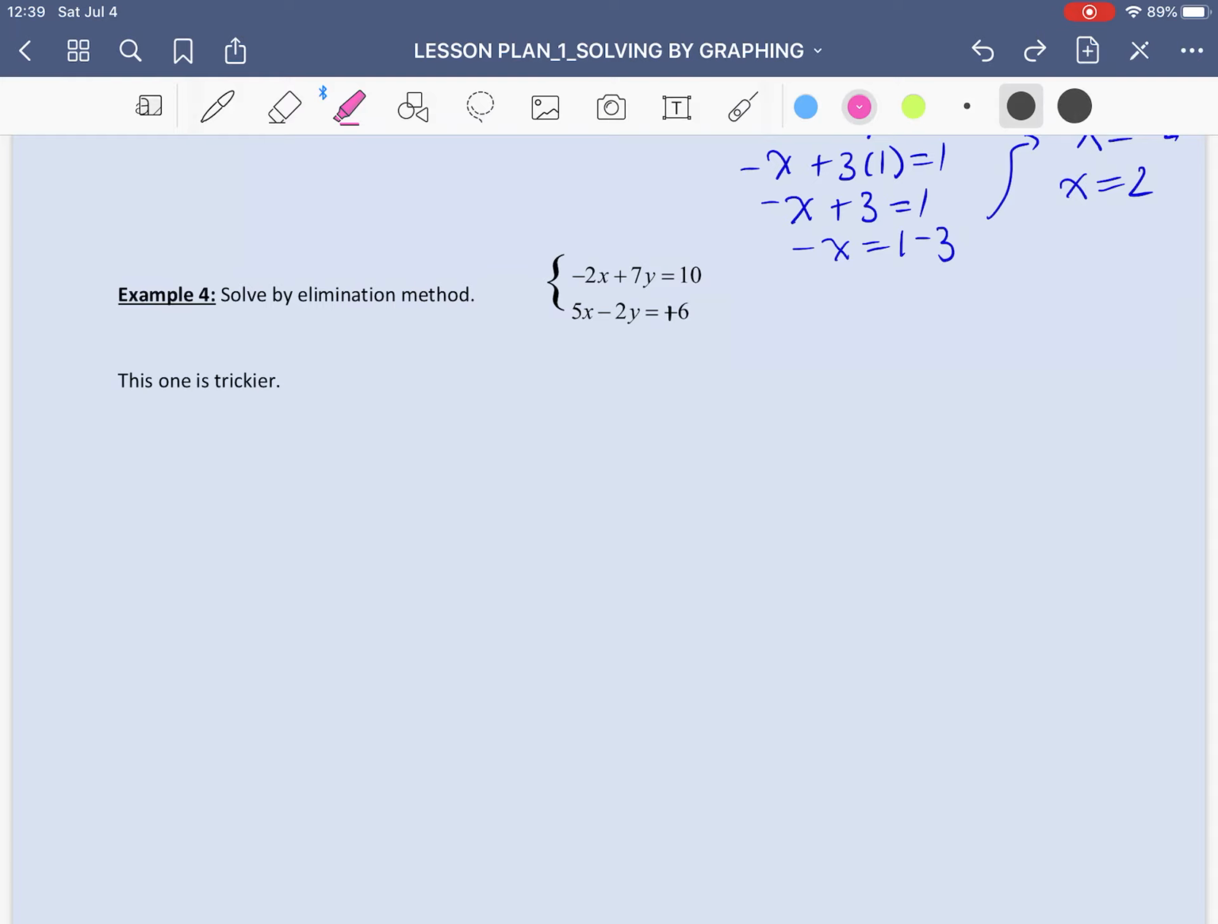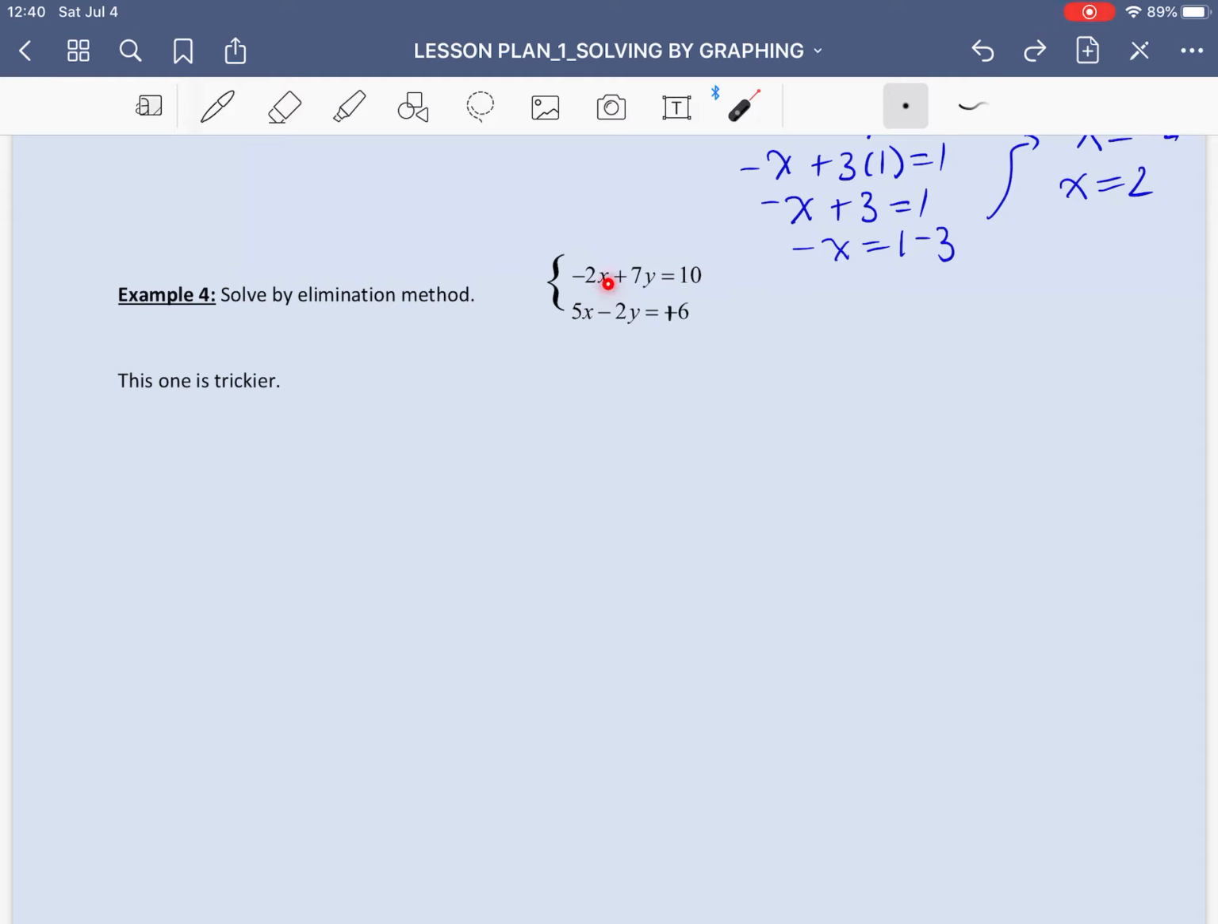Step 2, we have to make a decision which variable to eliminate. If I wanted to eliminate the variable x, remember that we want the variables to have either the exact same or opposite coefficients, so same in value, opposite in sign. That doesn't happen right away with x, so let's try y. So y is 7 and negative 2, so that's not possible as well. So we have to look into other options.